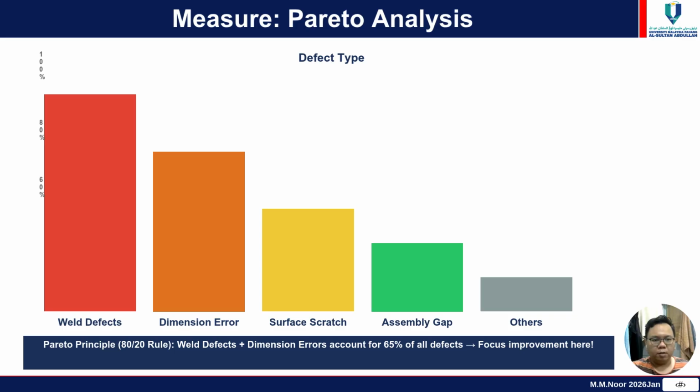The Pareto chart applies the 80-20 principle to identify the most significant defect categories. The analysis shows that welding defects and dimensional errors account for approximately 65% of all defects. Therefore, improvement efforts should focus primarily on these two defect categories.